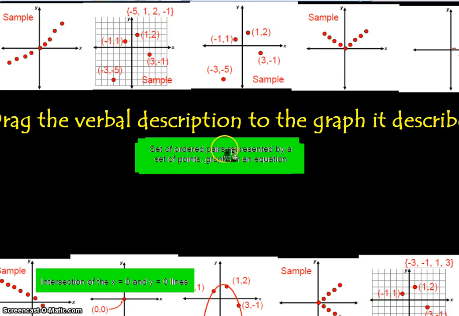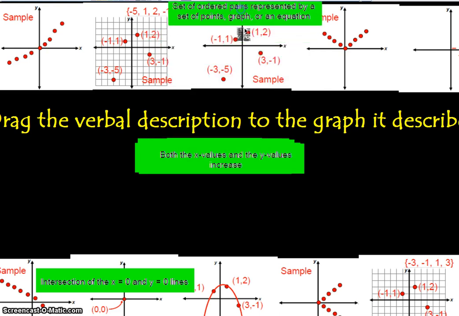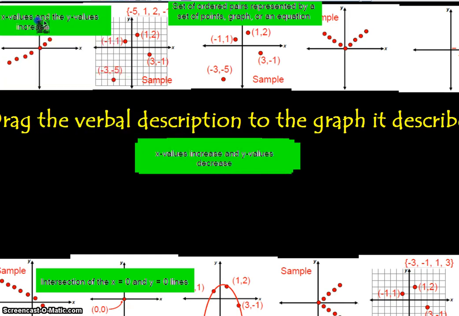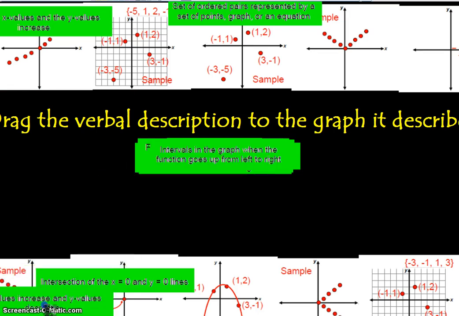A set of ordered pairs represented by a set of points, graph, or an equation. There's really a lot of these that would fit. As long as it's a set of ordered pairs, or you can plot points, it is a relation. So this would be a sample here. Both the x values and the y values increase. If they're both going up, it is going to be an increasing graph, so it should go up to the right. If the x values increase and the y values decrease, your graph is going to go down to the right.